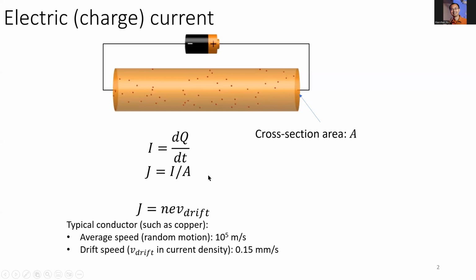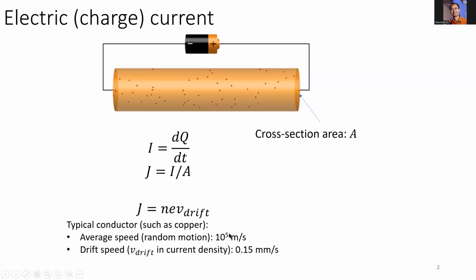The microscopic picture of this has to do with how many charge carriers or electrons are moving, how fast they move, and the charge each charge carrier carries. So if you put all these factors together, you get the charge current.